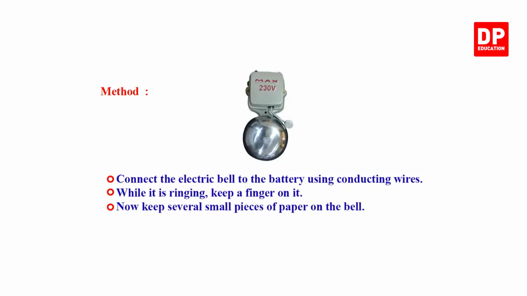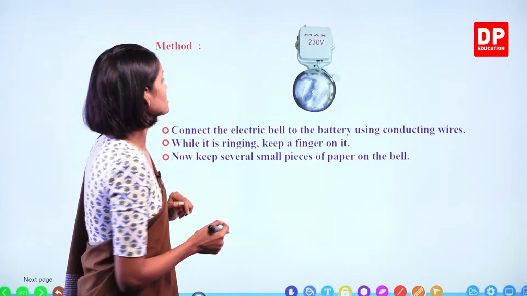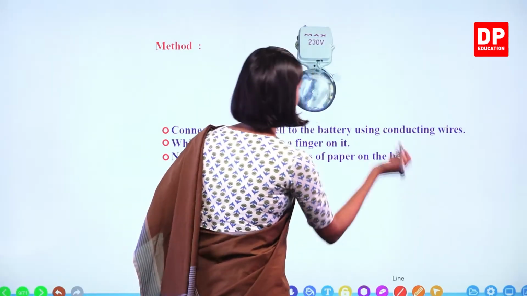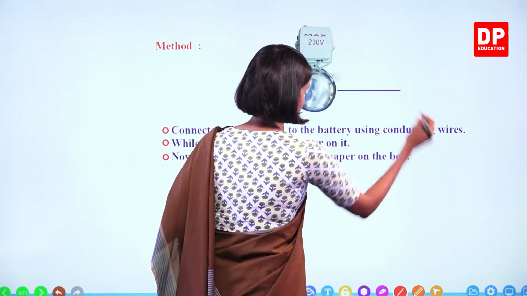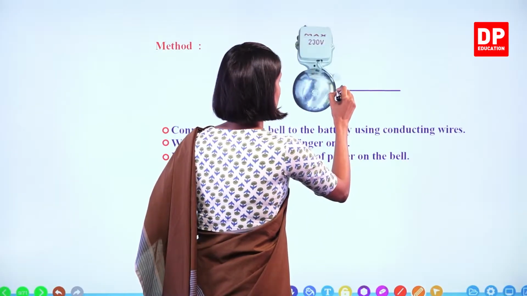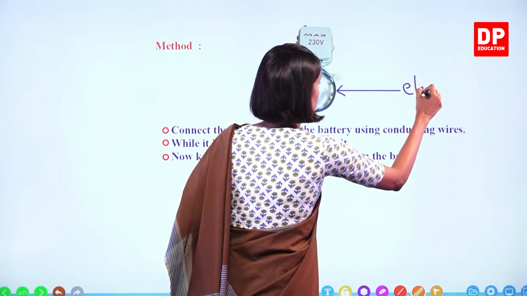So what is the method? See, now this is the electric bell. We will label it: electric bell.